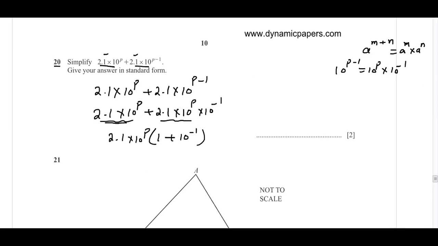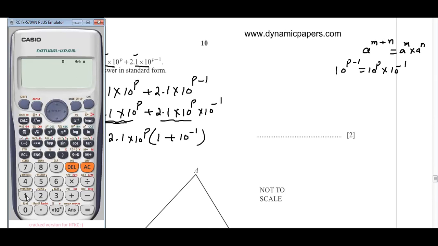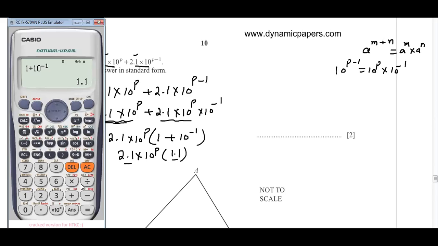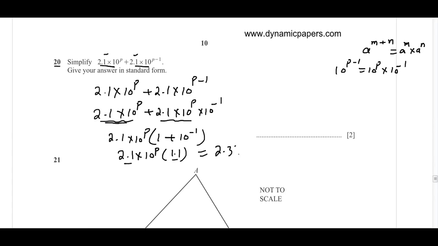So what will that be now? 1 plus 10 power minus 1. Use the calculator because there is no restriction on using the calculator. 1 plus 10 to the power minus 1 is 1.1. Okay, so you can say 2.1 into 10 power p multiply with 1.1. 1.1 multiply with 2.1, we will have 2.31. So that will be 2.31 into 10 to the power p.